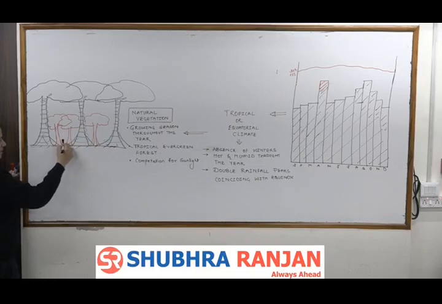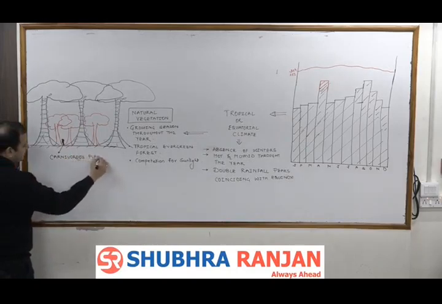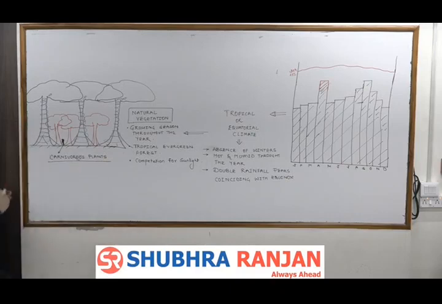But can they manufacture their own food with the help of photosynthesis? No. So these will be carnivorous plants. That is, they will eat insects, they will eat animals. Example, pitcher plant. Kyun? Because sunlight does not reach the ground. So this is the tropical evergreen forest.